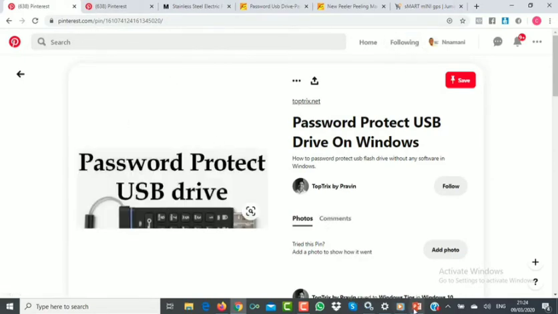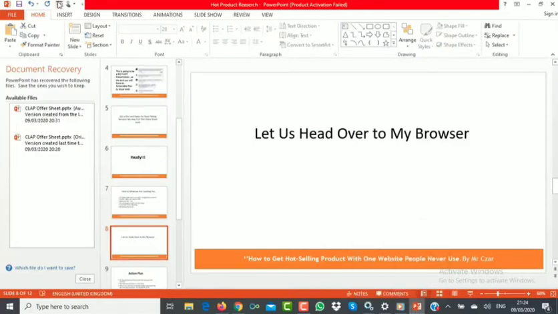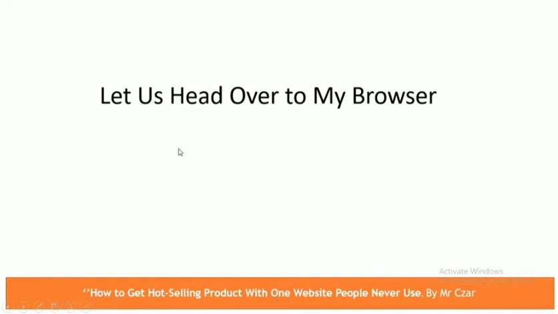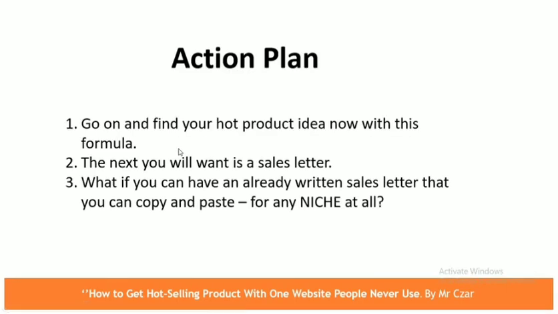Now let us continue with the training here. Now the action plan, the things that you need to do, is to go on and find your own hot product idea with this formula. I want you to take your time and go through this whole process.